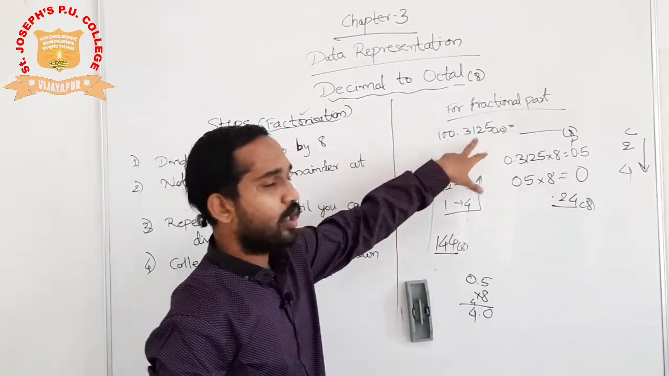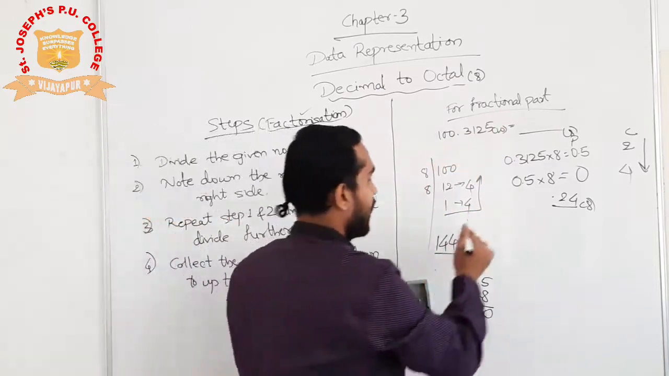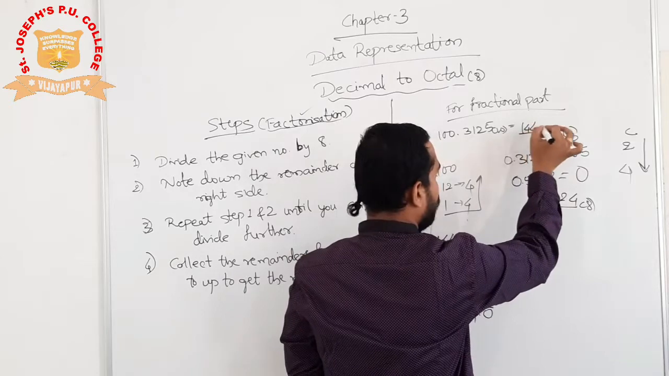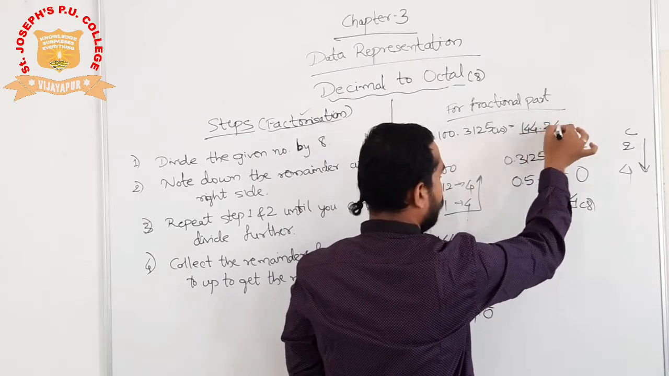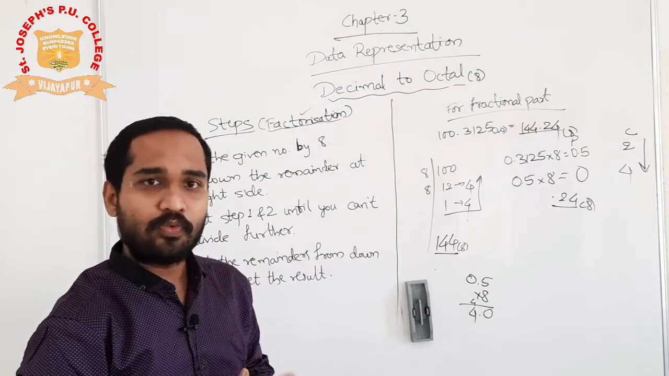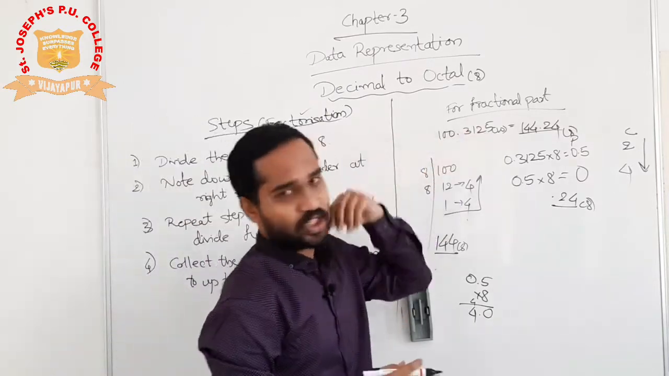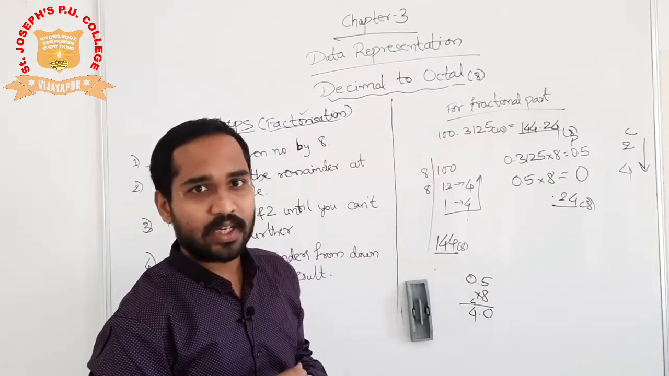So 100.3125 can be written in octal as 144.24. Am I right? 144.24. Okay. This is the way to deal with the fractional part. I hope you all have understood.